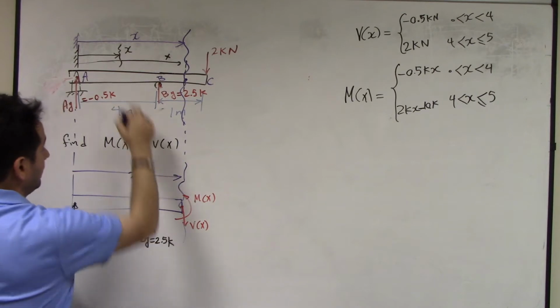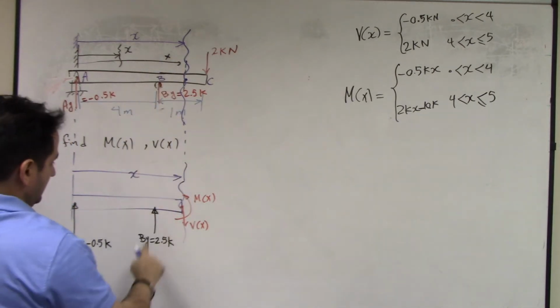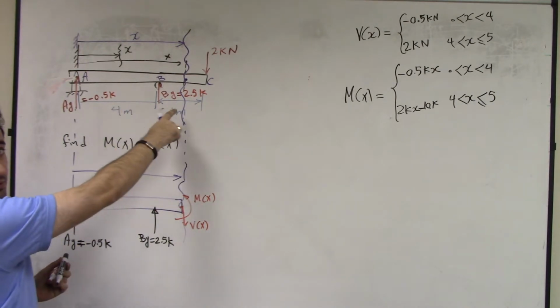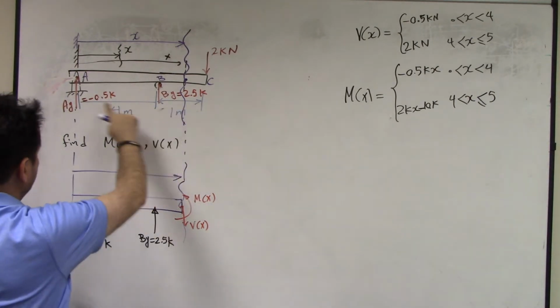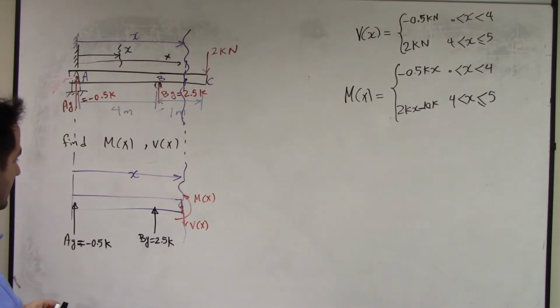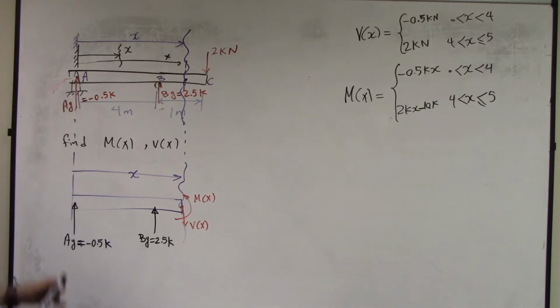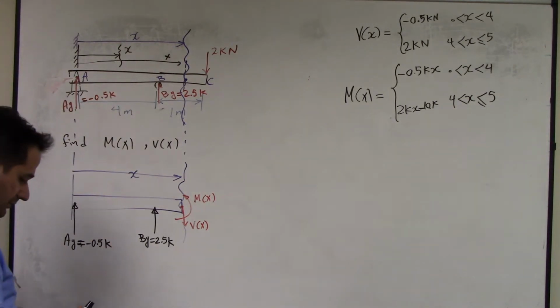And then once you cut it, you have moment, shear, axial force. Then you put all this loading, the external loading: 2.5 k, negative 0.5 k, AY, BY. No moment here, it's a pin. No force in the x direction, nothing. So that's all you have, right?